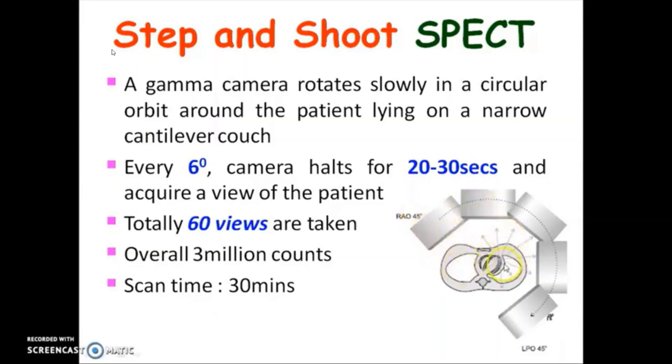Totally like this, 60 views are taken throughout the 360 degrees and the scan time is going to be approximately 30 minutes for this. And this technique is called the step and shoot technique.